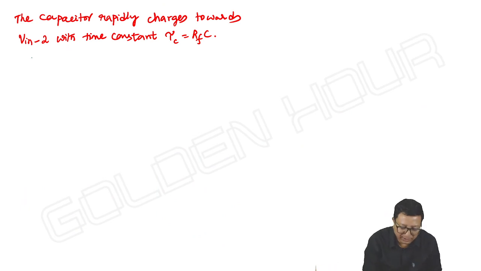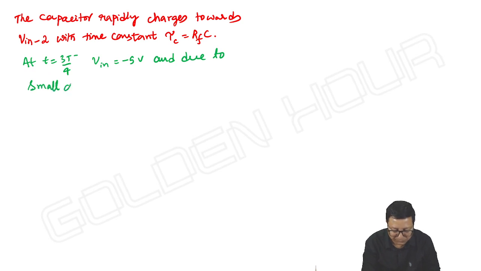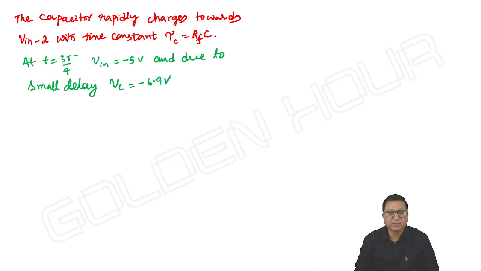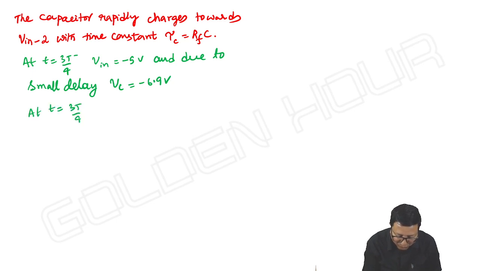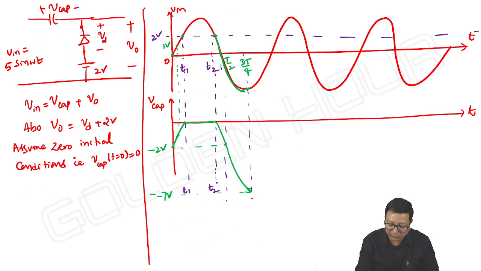The next point, at t equal to 3T by 4 minus, input value is minus 5 volt. Input comes down up to its negative peak, and due to small delay, V capacitor is not exactly equal to minus 7, it may be minus 6.9 like that. V capacitor is equal to minus 6.9. Okay, done. At t equal to 3T by 4 plus, input is slightly rising above its negative peak like this. At this particular instant, the input is rising above minus 5 volt.